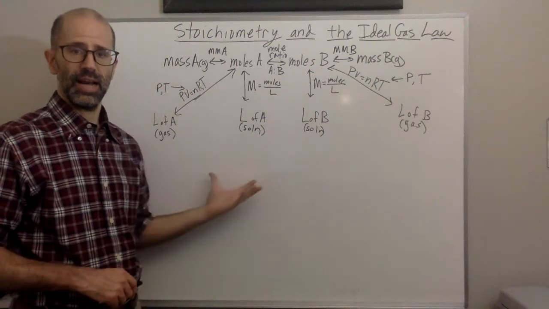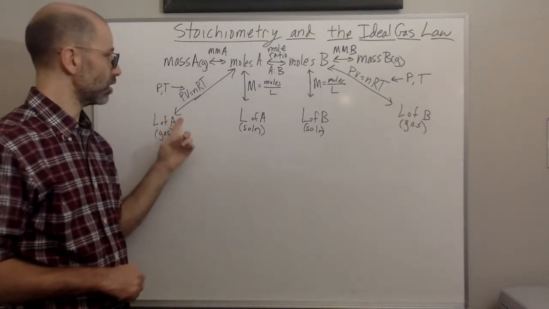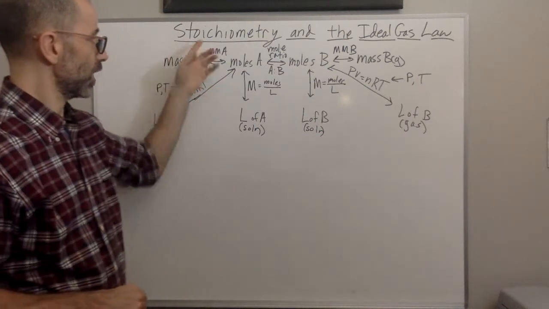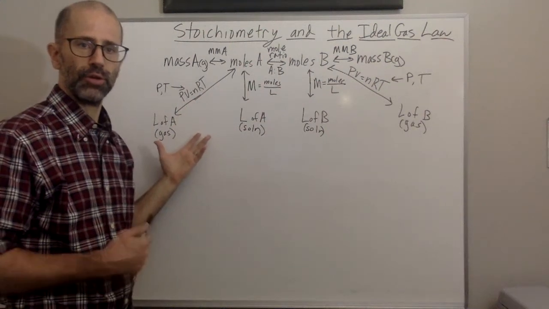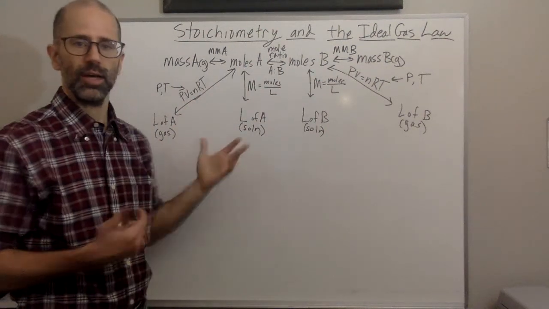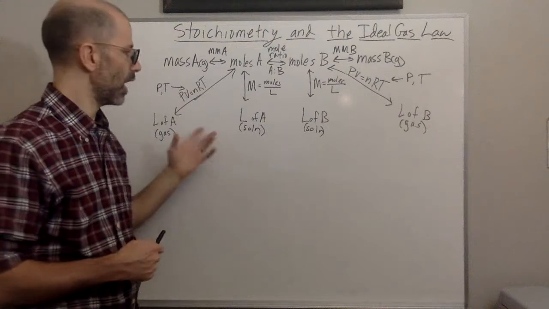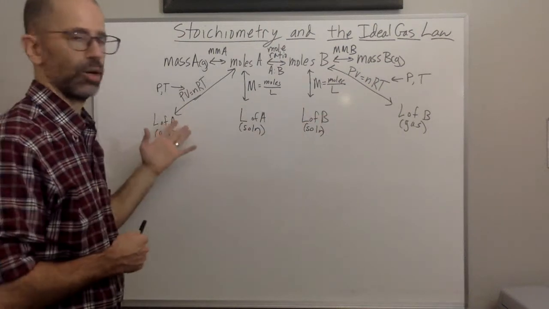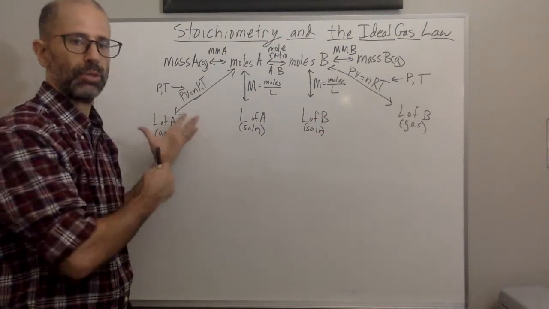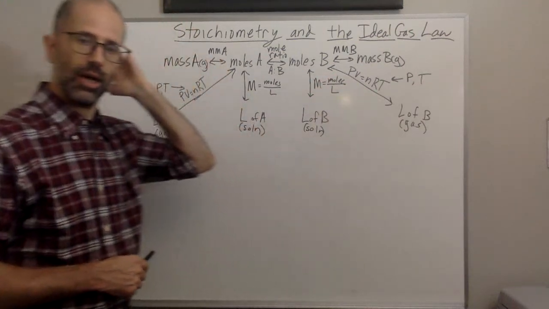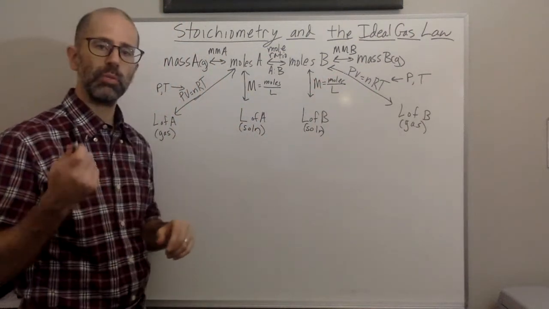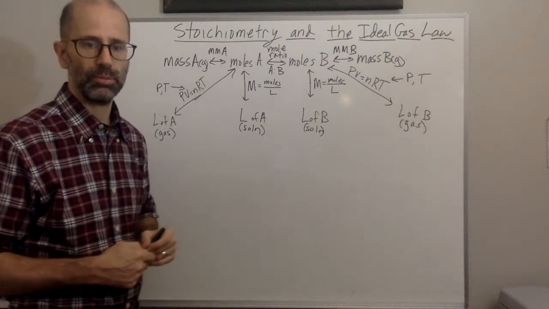So this is how you can use the ideal gas law and use stoichiometry to basically solve a problem, figuring out how much of one thing you need for another, or how much product is formed if you start with a certain amount of reactant, or how much reactant you need if you want a certain amount of product. And also keep in mind limiting reactant problems.